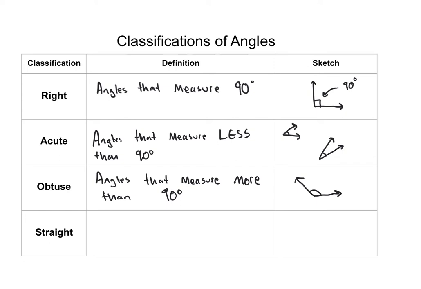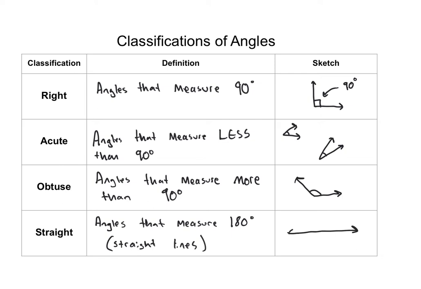And then straight angles are angles that measure 180 degrees. They are our straight lines. So to draw that, you would just show that right there is an angle that measures 180 degrees.